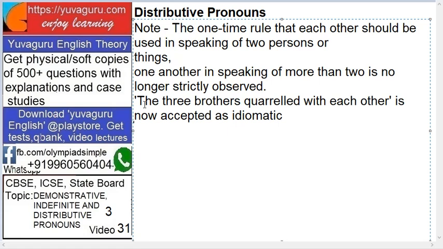See this example. Three brothers quarrelled with each other. Actually this sentence is wrong. The three brothers quarrelled with one another is now accepted as idiomatic, meaning nowadays it is accepted. But in exam, if it comes, the correct answer is one another for three or more, each other for up to two. So that was the theory about distributive pronouns.